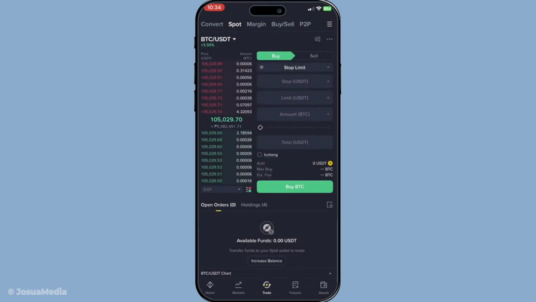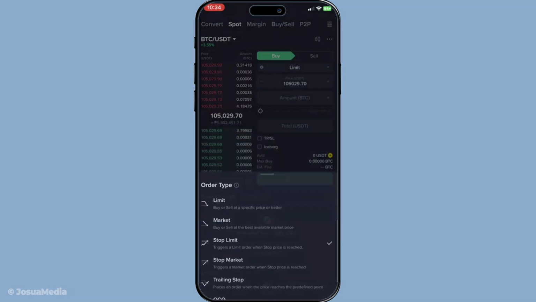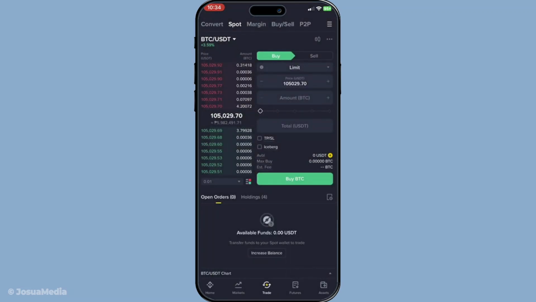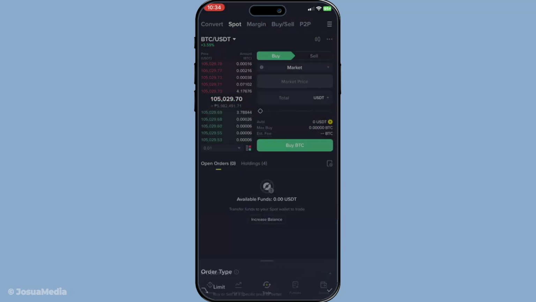Now let's talk about two important types of orders you can place: limit orders and market orders. Limit orders are perfect if you want to have control over the price at which you buy or sell. You can set a specific price and your trade will only execute when the market reaches that level. On the other hand, market orders are executed instantly at the current market price, making it an excellent choice when speed is essential, but they provide less control over the exact price that executes your trade.